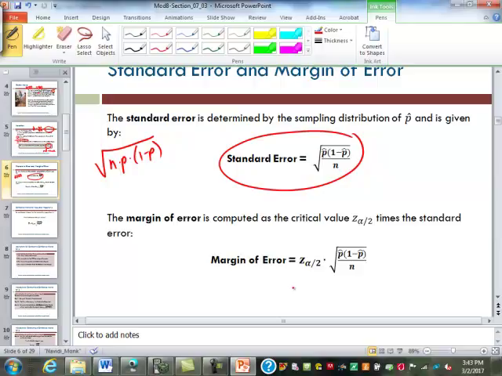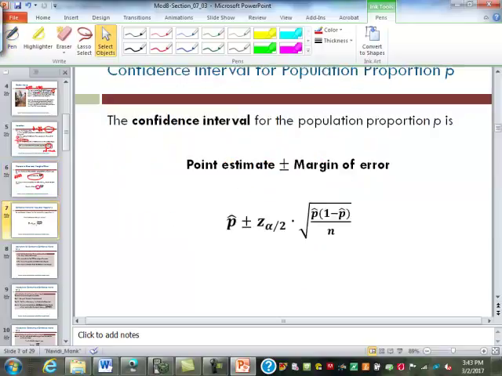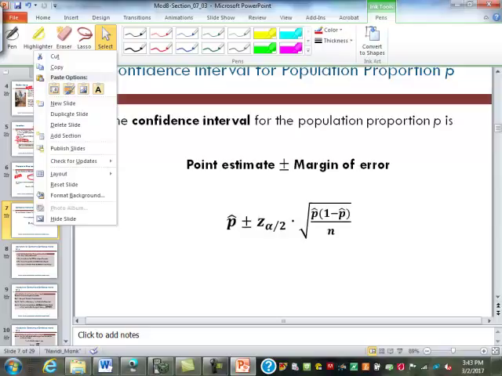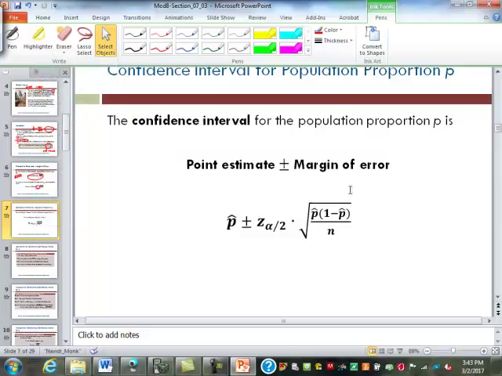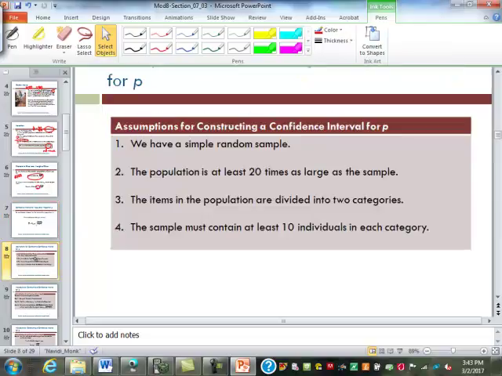So our margin of error, we find our critical value. Notice this is back to a z-score. For proportions, we always use the normal distribution. So it's always the z distribution times our standard error again. So that's our margin of error. Our interval is just going to be our point estimate plus or minus our margin of error once we have it.